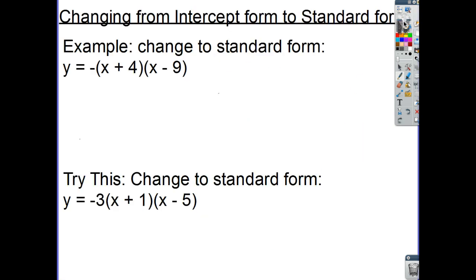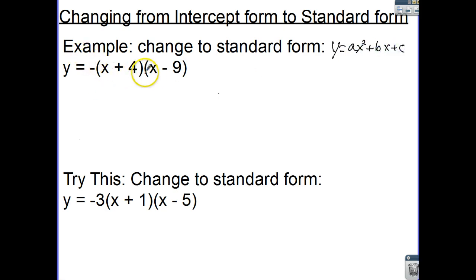The last thing that we're going to do in this section is we're going to be changing from intercept form to standard form. And I want to do one of those. So remember, standard form is y is equal to ax squared plus bx plus c. Okay? Well, in intercept form, we've sort of got it factored out. So really what we have to do is just multiply it all together and collect like terms. I'll go ahead and write the 1 in here.